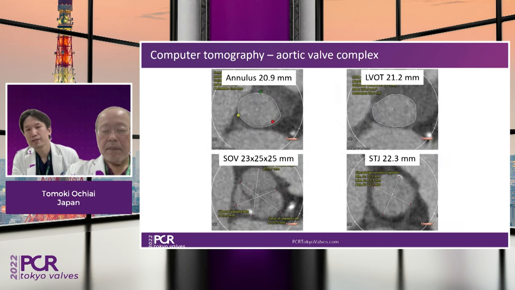So this is the CT measurement. Her annulus diameter was 20.9 millimeter on average, and the perimeter was 65.6 millimeter. Her mean LVOT diameter was 21.22 millimeter. The SOV was 23 by 25 by 25 millimeter. And her mean STJ diameter was 22.3 millimeter.